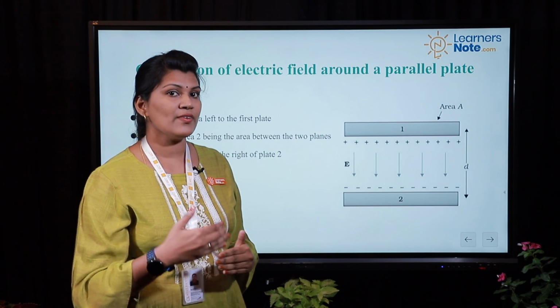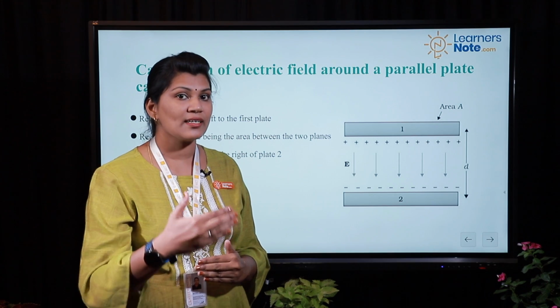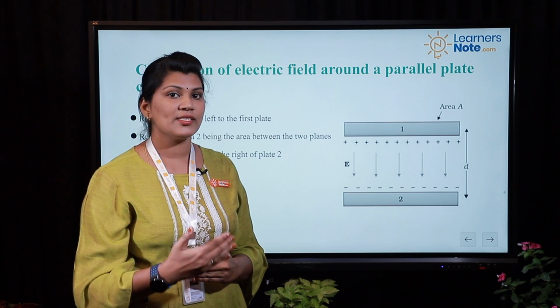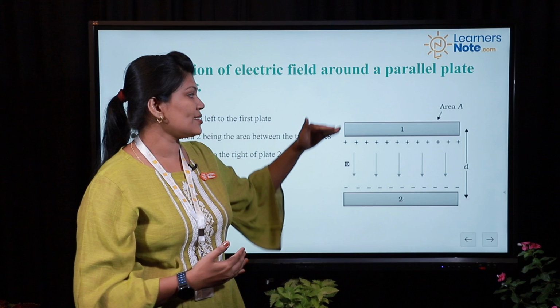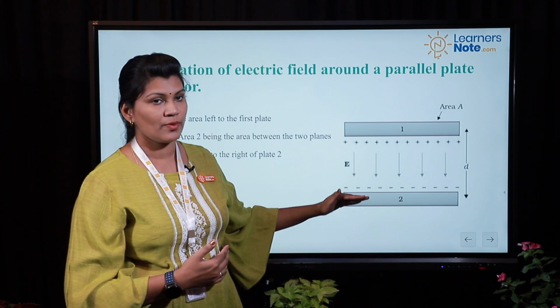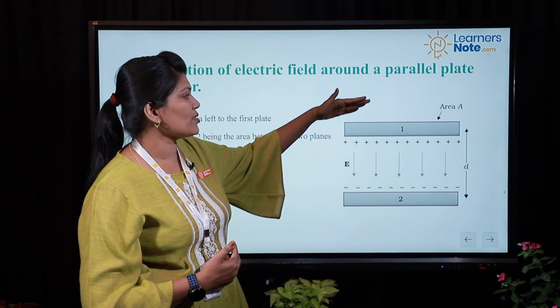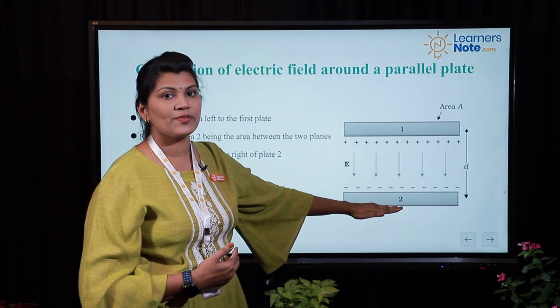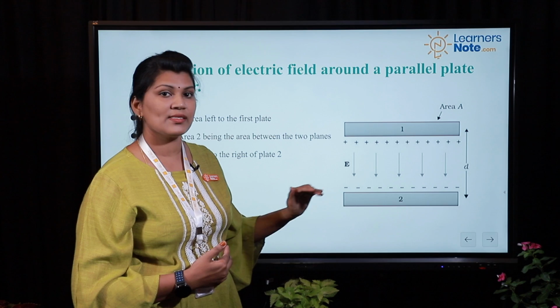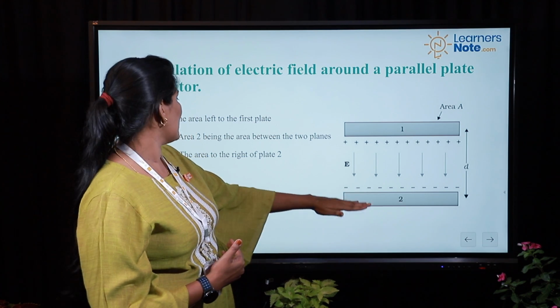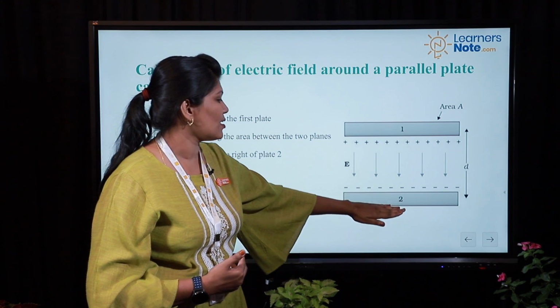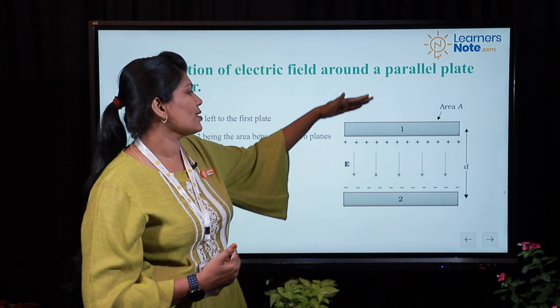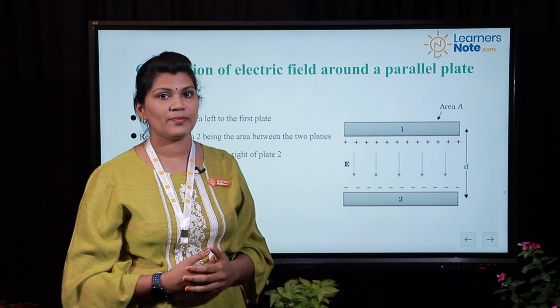For the derivation, we have to consider three regions: region 1, region 2 and region 3. Region 1 includes the portion on the left side of the first plate and the right side of the second plate. And region 3 also consists of the right side of the second plate and the left side of the first plate.